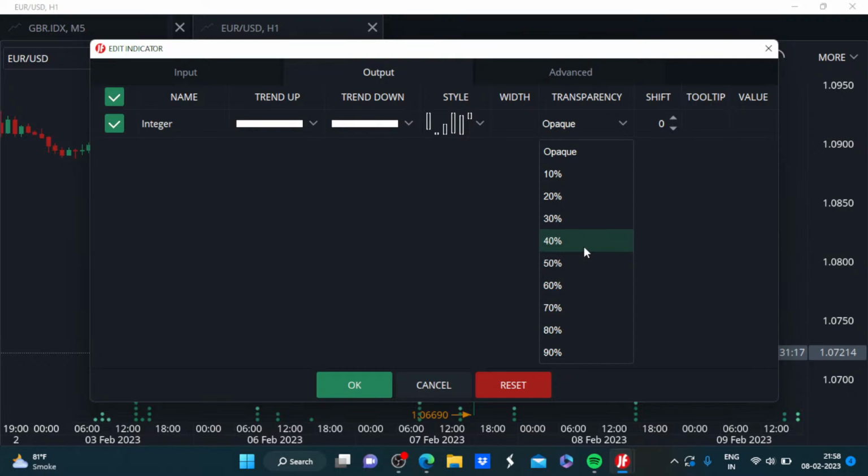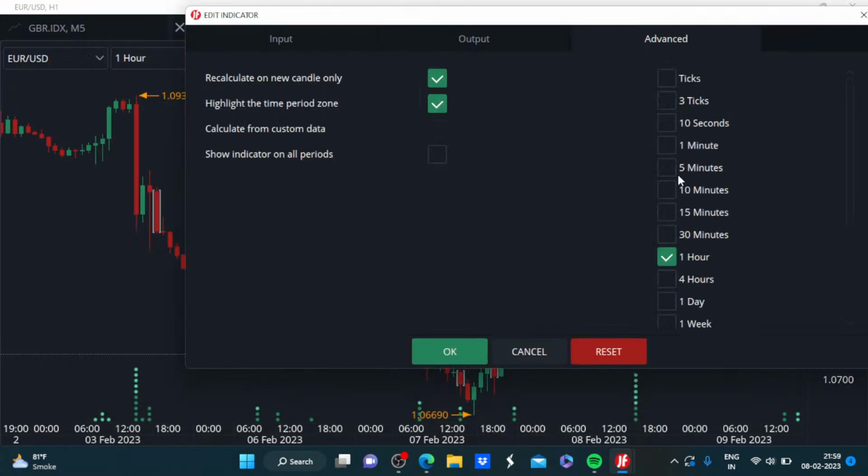Highlight the time period zone. You can go in for this. Calculate from custom data: we can't really customize the input, so this has been disabled. Show indicator on all the candle periods. This is an interesting and important option provided on the chart. If you want to utilize this formation, you can have it on the chosen time frames, or you can even go for show indicator on all the periods.